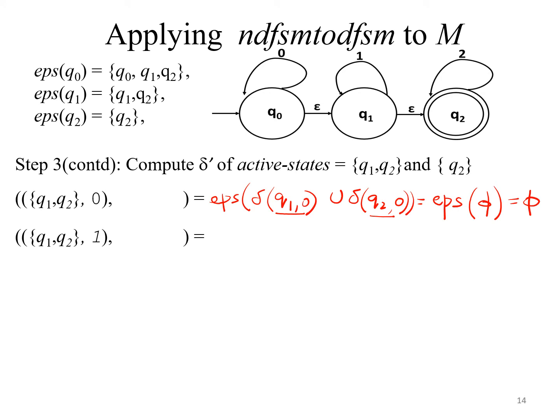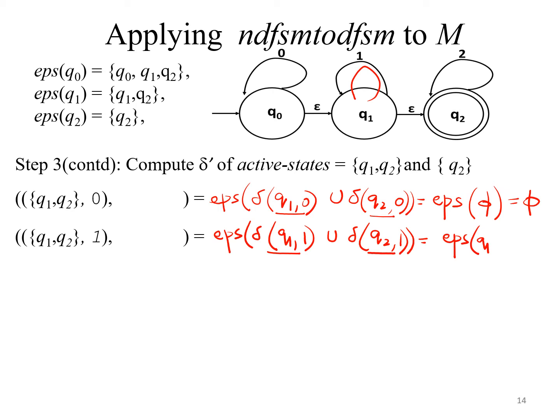Next, Q1, Q2, 1 is equal to EPS of delta of Q1, 1 union delta of Q2, 1. That is equal to EPS of Q1, 1 is having a self loop to itself. Q2, 1, there is no transition. EPS of Q1 is equal to Q1, Q2. So Q1, Q2 for 0 is going to null state. Q1, Q2 for 1 is going to Q1, Q2.